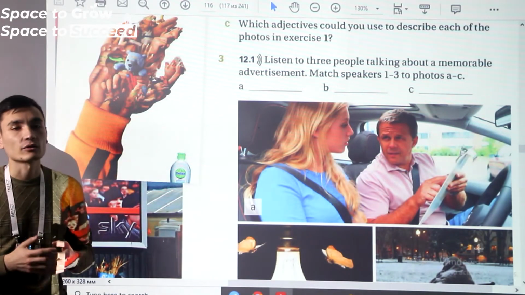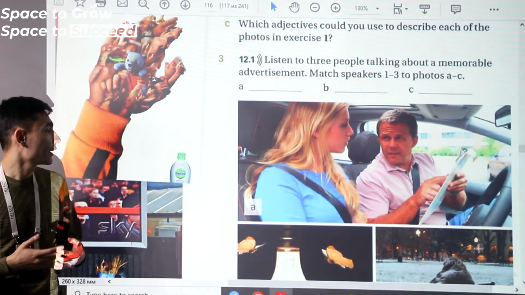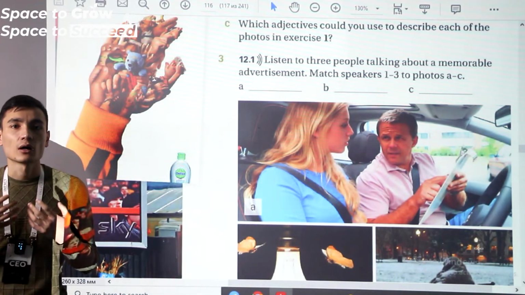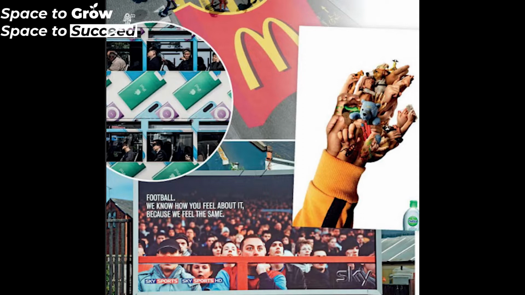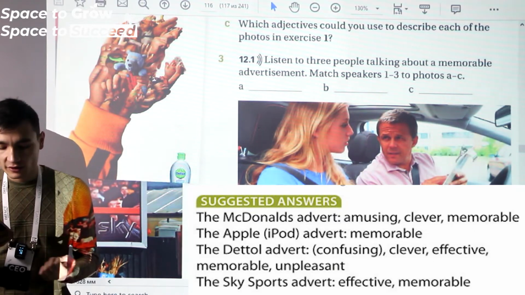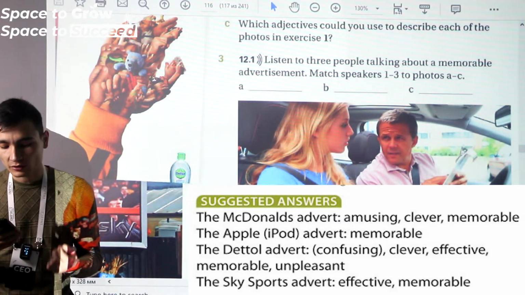Exercise 2C. Which adjectives could you use to describe each of the photos in exercise 1? Pause the video and give a written description of each photo here using the adjectives given above. And now let's check the possible answers.